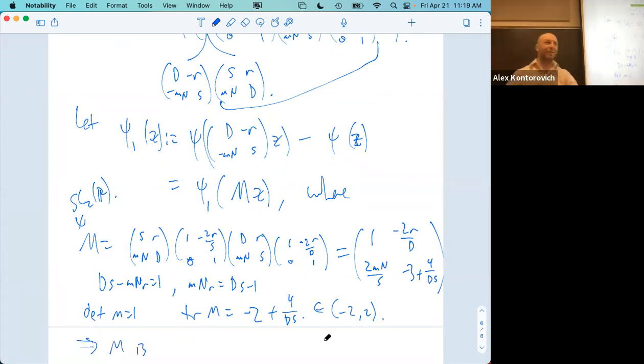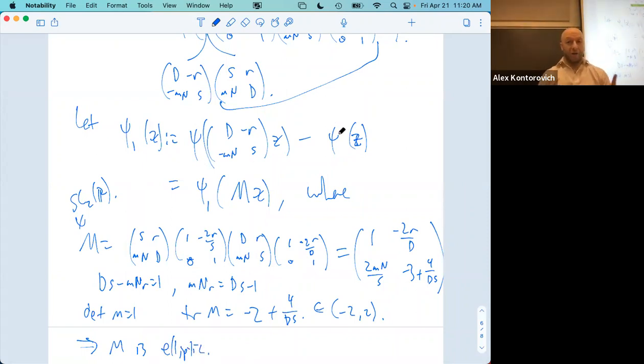What kind of motion? We had our classification of motions, depending on the trace. The trace is bigger than 2, we have hyperbolic. The trace is equal to 2 or -2, we have parabolic. The trace is less than 2, then it's elliptic. M is elliptic.